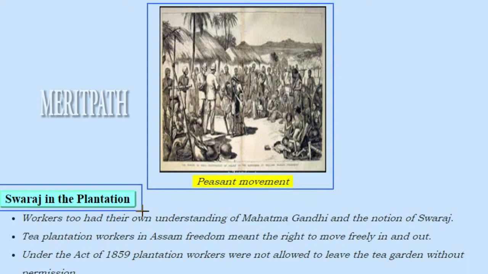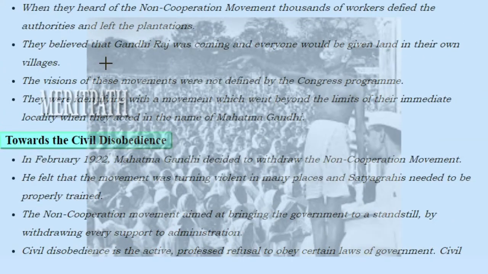Swaraj in the plantation. Workers too had their own understanding of Mahatma Gandhi and the notion of Swaraj. For tea plantation workers in Assam, freedom meant the right to move freely in and out. Under the Act of 1859, plantation workers were not allowed to leave the tea garden without permission. When the workers heard about the non-cooperation movement, thousands of them defied the authorities and left the plantations. They believed that Gandhi Raj was coming and everyone would be given land in their own villages.